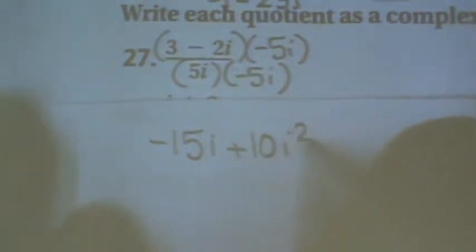We have negative 5i times 3 is negative 15i. And then this is going to give you 10i squared over negative 25i squared. Now, this is going to go to negative 10, and this is going to go to positive 25. So let's write it as negative 10 minus 15i over positive 25.